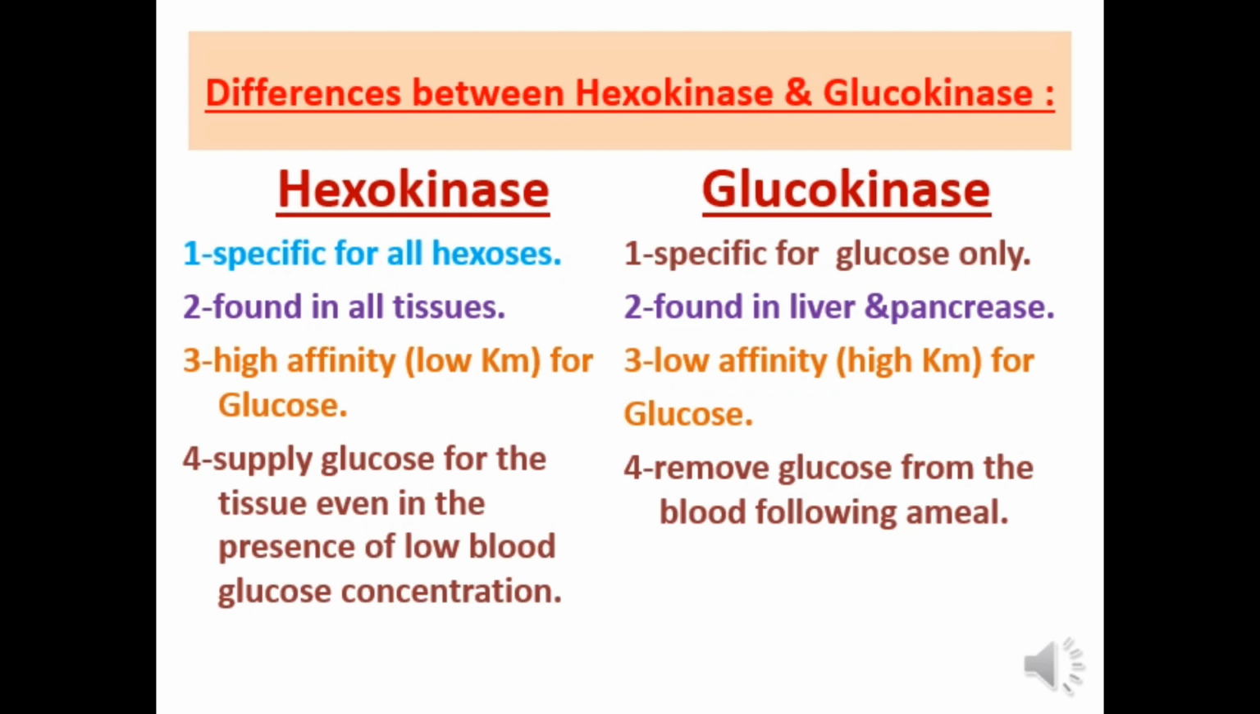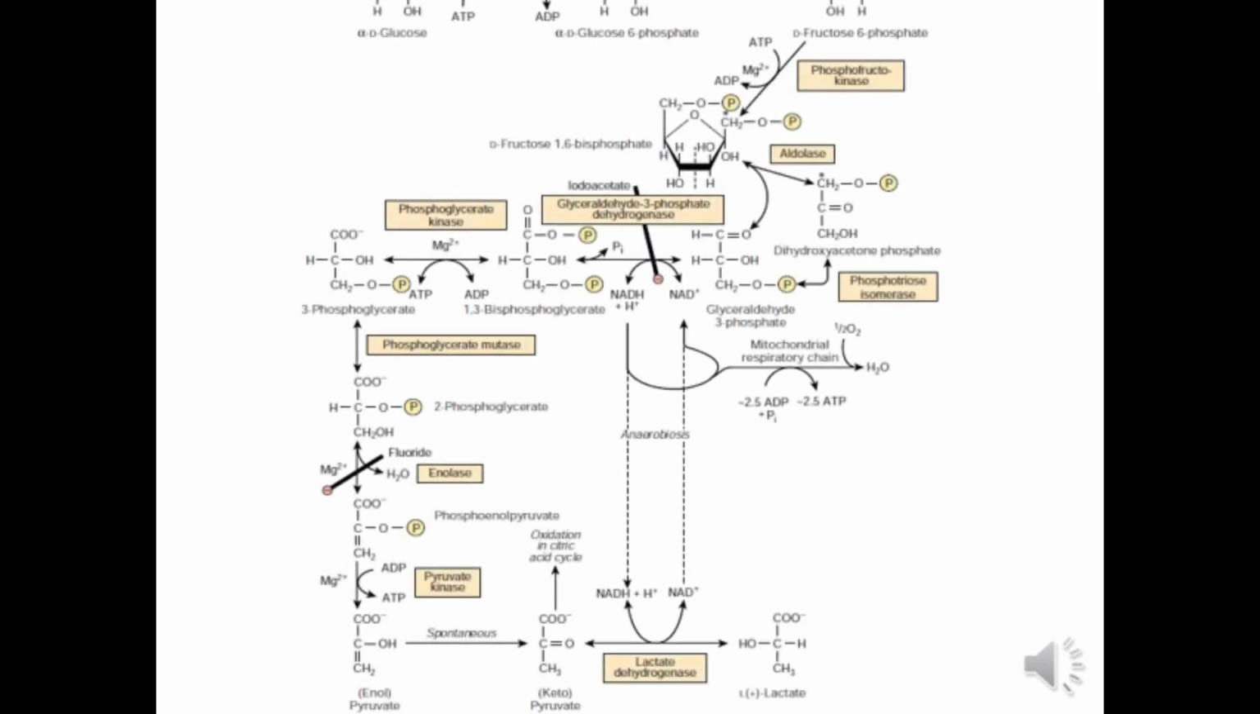This figure shows the steps of glycolysis. As we know, the end product of glycolysis is pyruvate. Under anaerobic conditions, this pyruvate is converted into lactate by the enzyme known as lactate dehydrogenase.